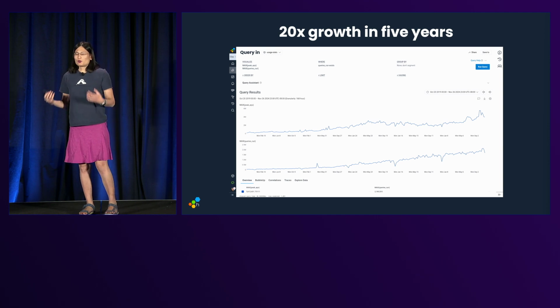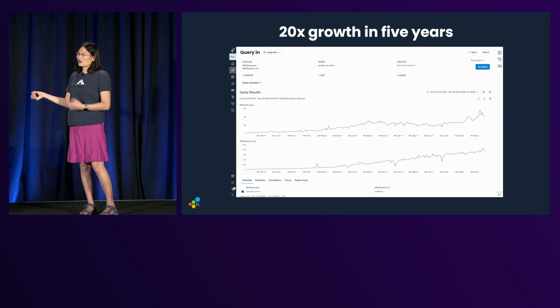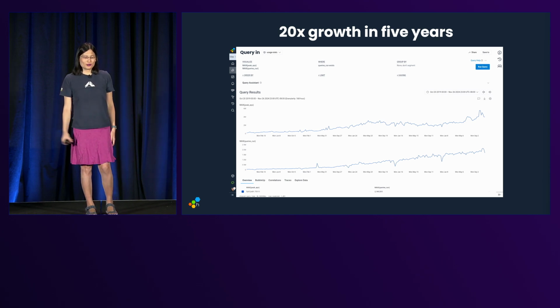Well, you might think, we've scaled by a factor of 20. Surely our cost has gone up by a factor of 20 over the past 5 years. And that's simply not the case because we've been able to benefit from AWS Graviton.